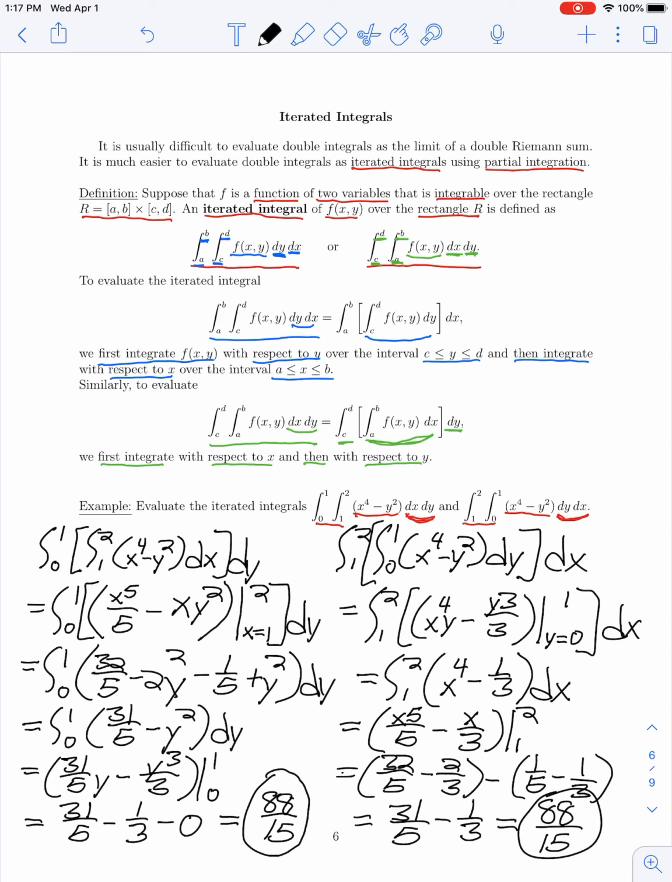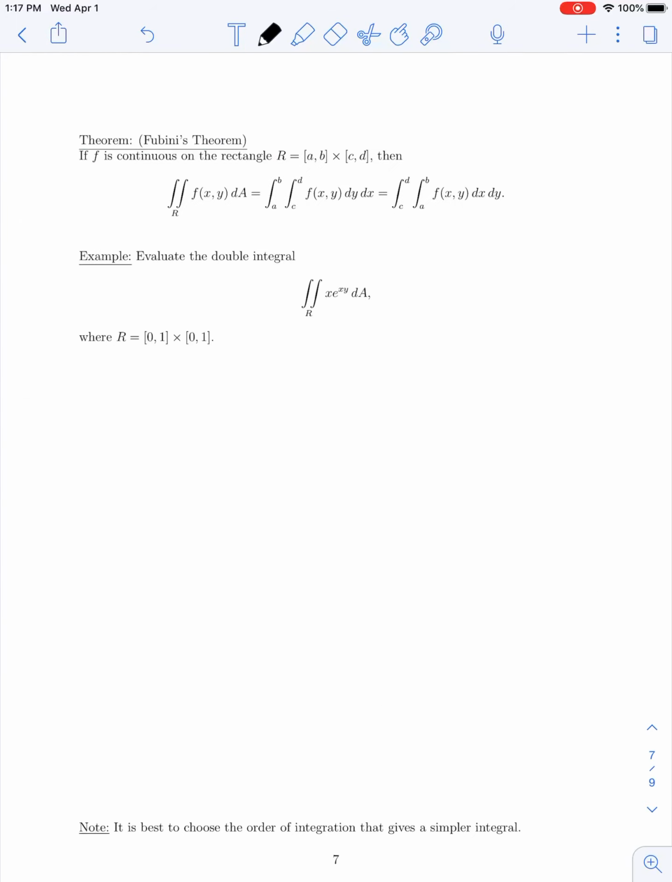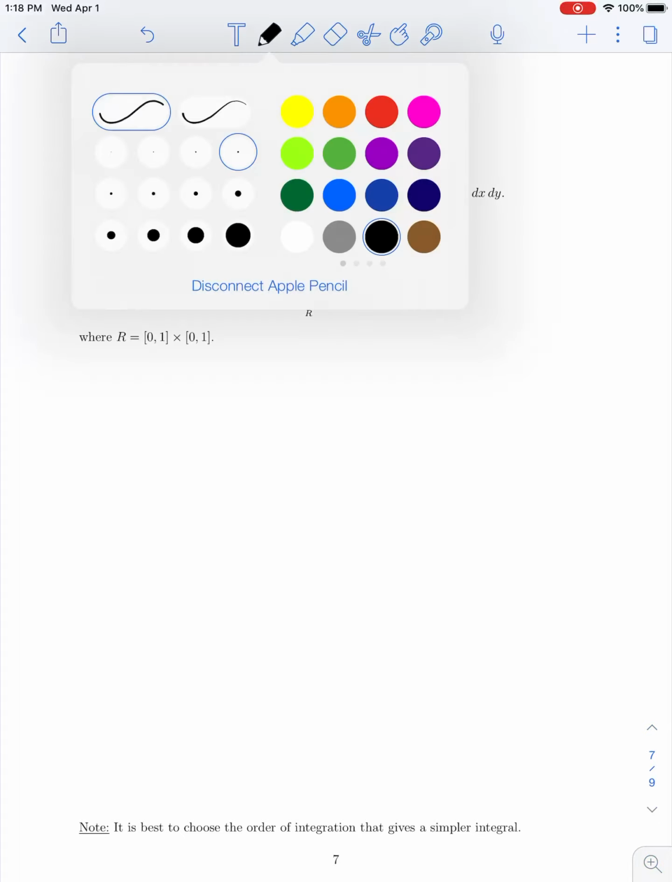So we see from this first example involving iterated integrals that if we're integrating the same function over the same rectangle R, we got the same result regardless of the order in which we integrated. So if we first integrated with respect to x and then with respect to y, or first with respect to y and then with respect to x, it didn't matter. We ended up with the same result in the end. So we might ask the question, well, is that always the case? And the following theorem gives us an answer to that question.